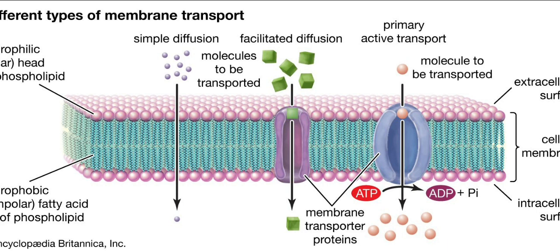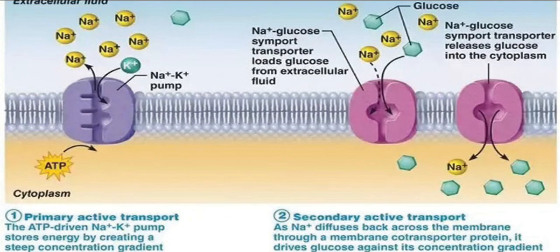There are two main types of cell membrane transport: passive transport and active transport. Passive transport does not require any energy from the cell, while active transport does. Let's see how they work.